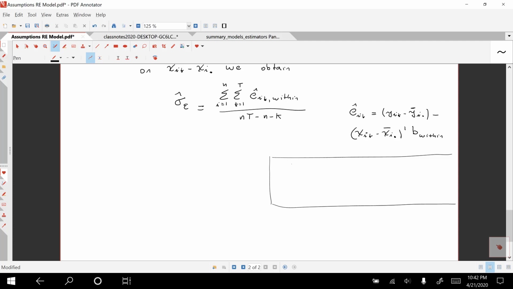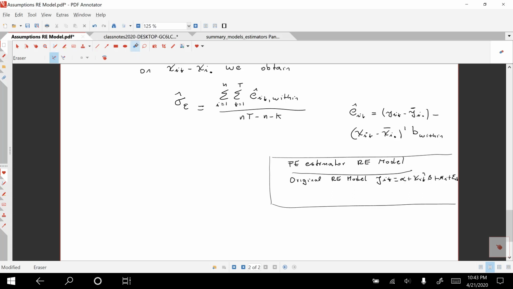So remember here that what we had to do was to apply the fixed effects estimator on a random effects model. Okay, and here I'm just going to remind you how you go about doing that. So let's start with the original random effects model, which is given by y_it equal to alpha plus x_it prime beta plus mu_i plus e_it, and I ran out of space.